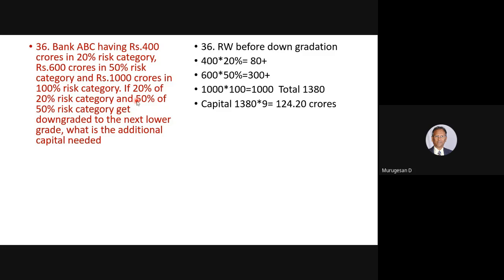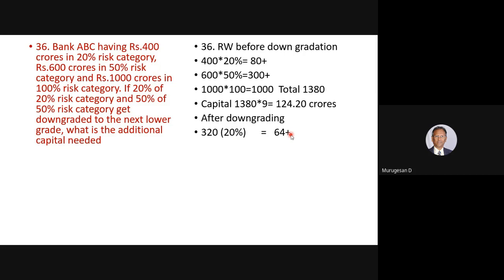Agreed? Similarly, now you come to the question. After downgrading, what is downgrading? 400 earlier. Now 20% moved down. So the remaining will be how much? Only 320. Why have I reduced it by 80? 400 crore before migration, all in the 20% risk category. So 20% of 400 is how much? 80. So the remaining will be 320. The 320 at 20% is 64. You see the twists. This is a wonderful question.